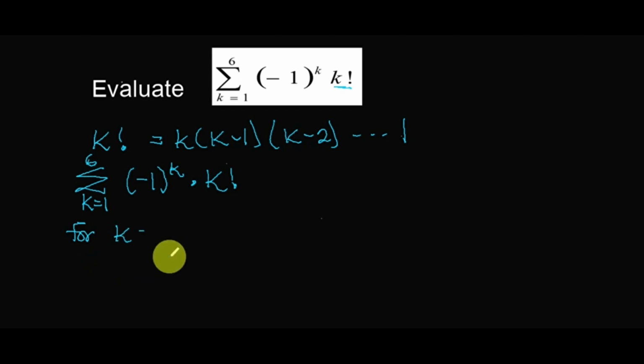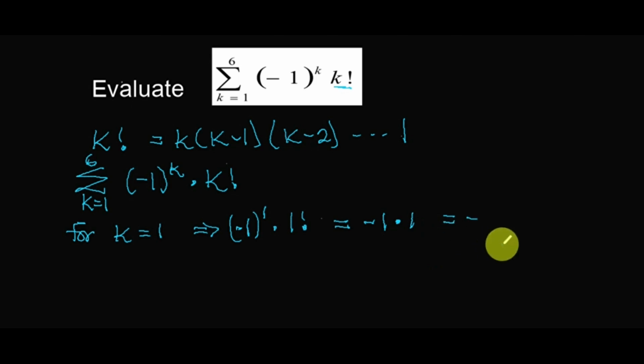k equals 1, what this simply implies is that we are going to have minus 1 raised to the power 1, because k equals 1 here, multiplied by 1 factorial. So this will be equal to negative 1 raised to the power 1 will give us negative 1, multiplied by 1 factorial, which will also give us 1. So negative 1 times 1 will give us minus 1.